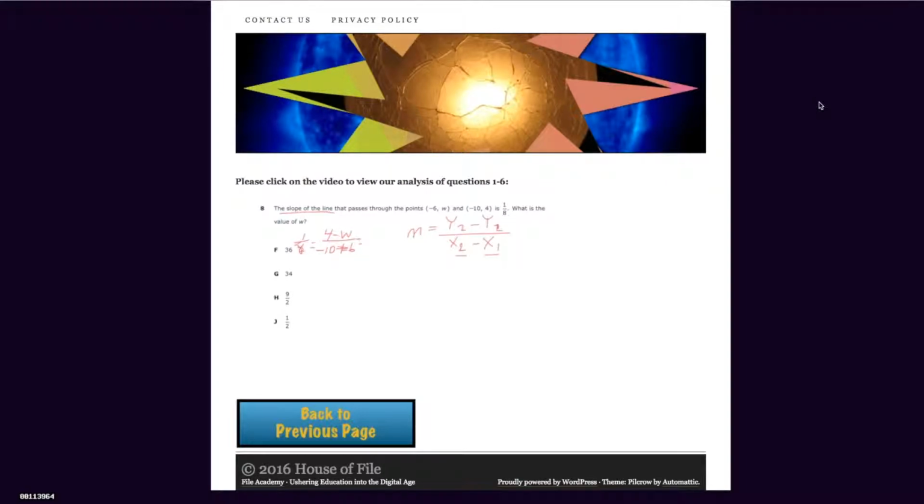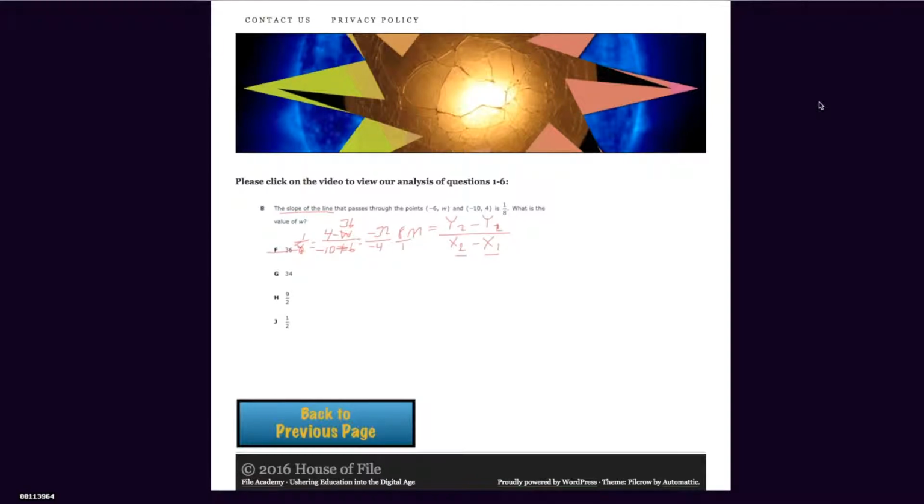So up here, we're going to plug this in. We're going to get rid of W and put in 36. Okay, 4 minus 36 is a -32 over -10 plus 6 is a -4. You reduce that down and you have an 8/1. Nope, opposite. That's not the answer. Okay, so let's try this one.